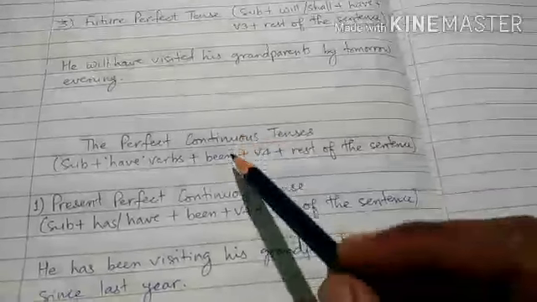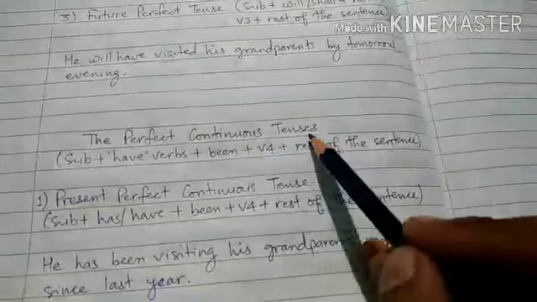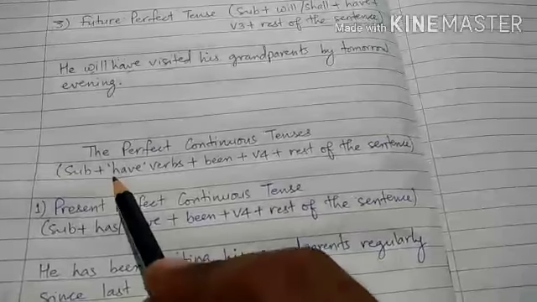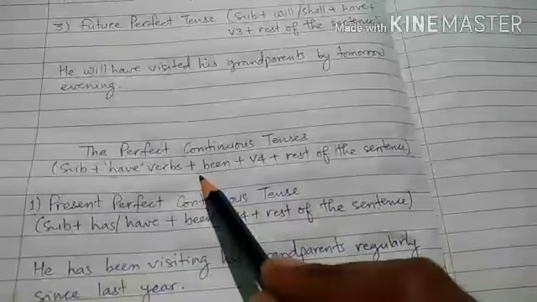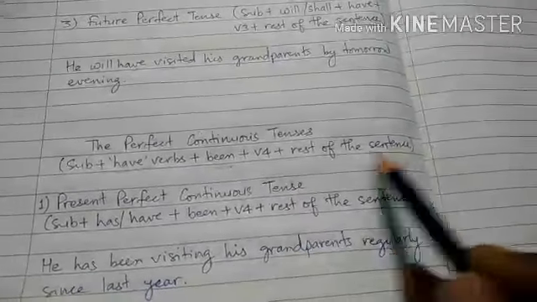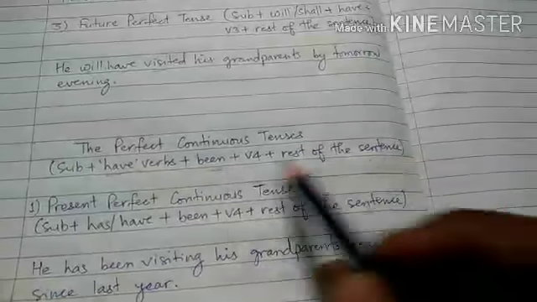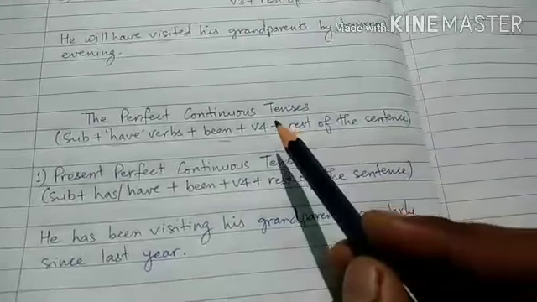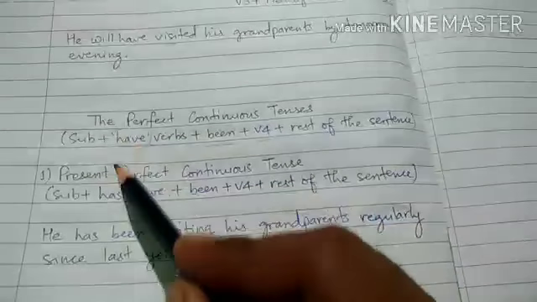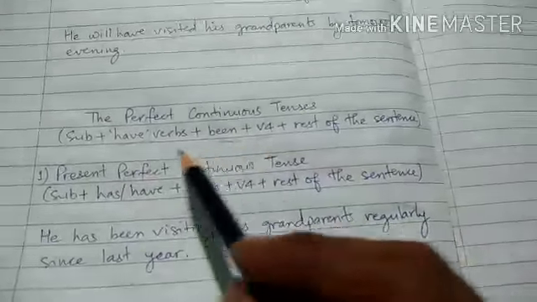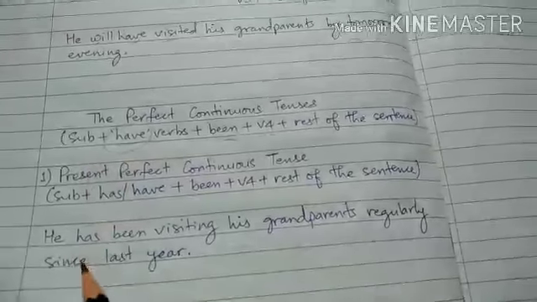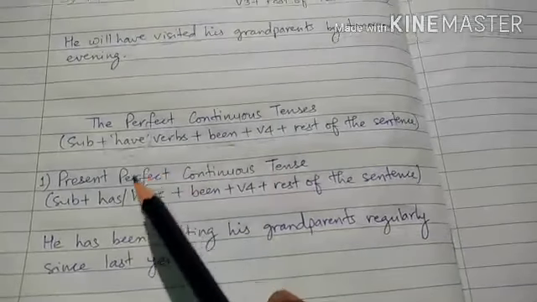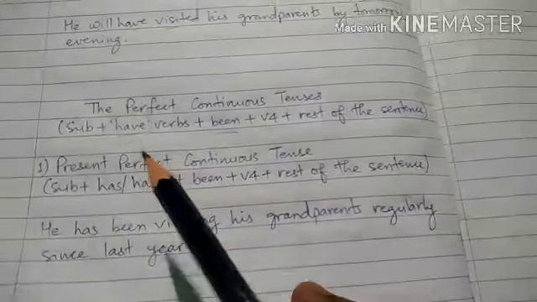Now we will move to the perfect continuous tenses. Perfect continuous tenses: subject plus have verbs again plus been plus V-ing plus rest of the sentence is the complete structure of sentences in the perfect continuous tenses. But here also we have to understand which have verbs we use in present perfect continuous tense, which have verbs we use in the past perfect continuous tense, and which have verbs we use in the future perfect continuous tense. Let us see.